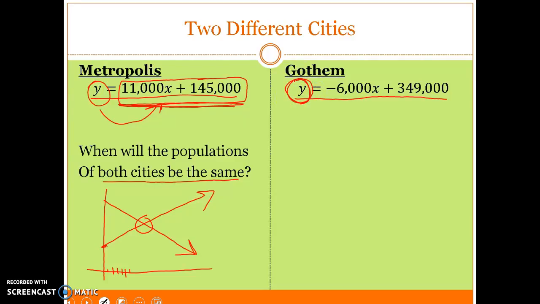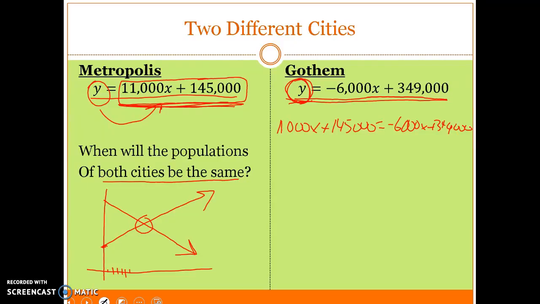And so I'm going to rewrite this equation here, but instead of writing y here, I'm going to write what y is equal to over here, which is 11,000 times x plus 145,000. That's y here, and that equals negative 6,000x plus 349,000. And so now I have this equation.